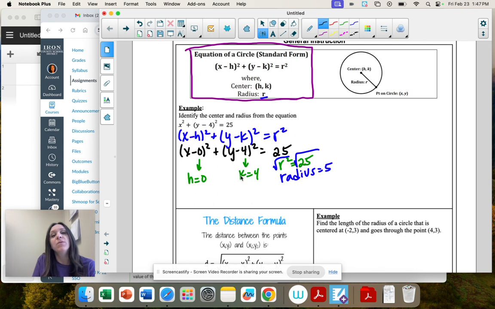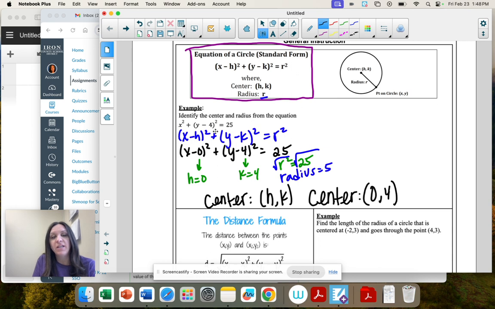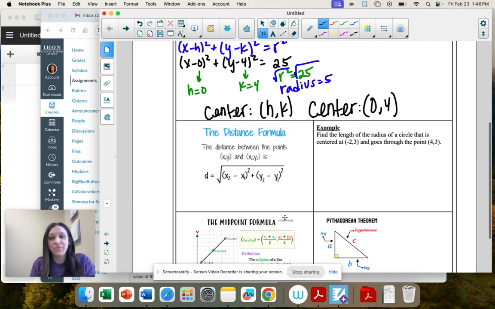So I want you to know that k is positive, the center's positive. The center is (h, k). So on ours, the center's at (0, 4). Notice the 4 is positive, but in the equation it's negative. That's always opposite outside the parentheses, just like when we were graphing quadratics, okay?